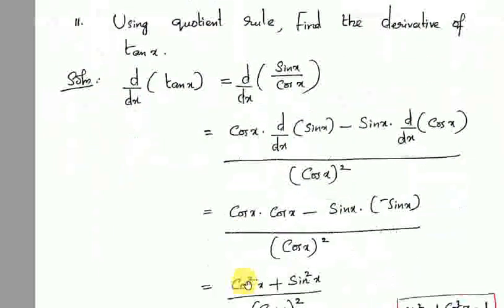Using the quotient rule, find the derivative of tan x. Tan x can be written as sin x by cos x. How can we get this? By the quotient rule, that is denominator into derivative of numerator minus numerator into derivative of denominator, whole divided by denominator square. Derivative of sin is cos. Derivative of cos is minus sin. Whole divided by cos x the whole square.